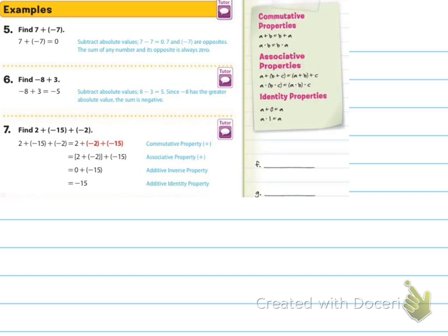All right. Now, example number 5 says 7 plus a -7. Again, those are opposites, 7 and -7, so they're going to make 0. And when I've got -8 plus 3, I've got 8 negatives and then 3 positives. So if you're using the signs, you've got 8 negatives, and then you've got 3 positives.